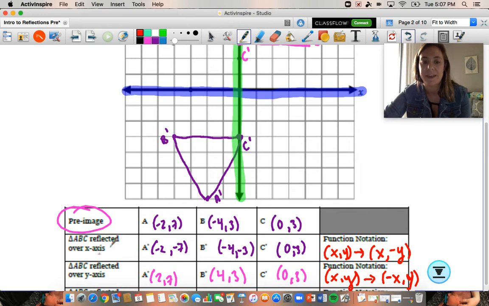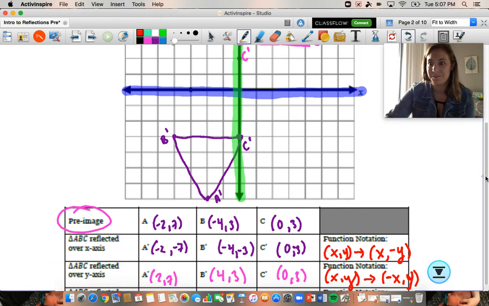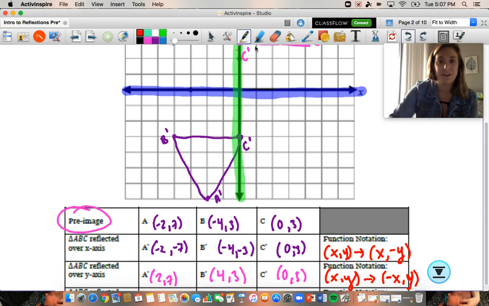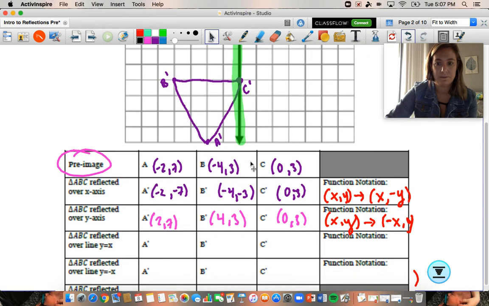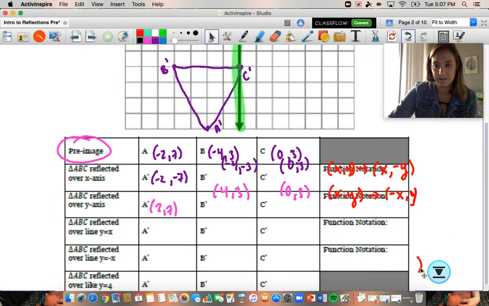Okay, when I reflect over the x-axis, my y becomes negative. When I reflect over the y-axis, my x becomes negative. There, we just developed 2 rules. What's our next one that we should come up with? Oh, darn, that's unfortunate, isn't it? Oh, darn, that's even more unfortunate.